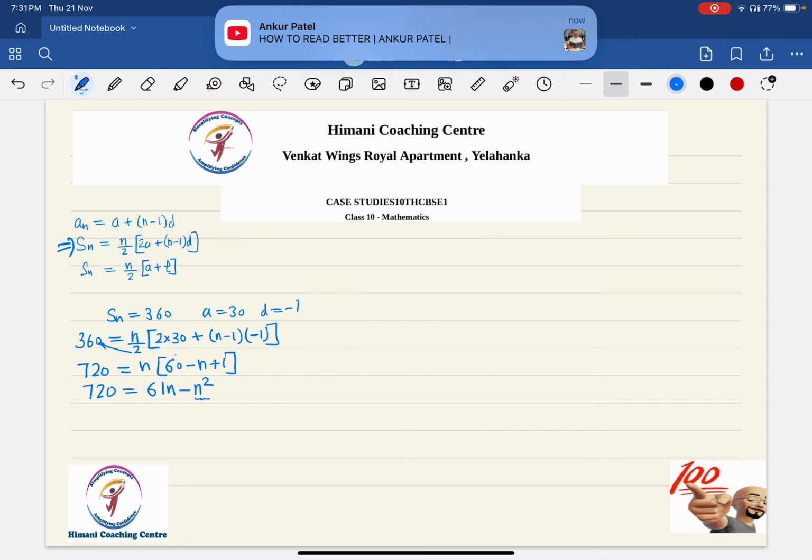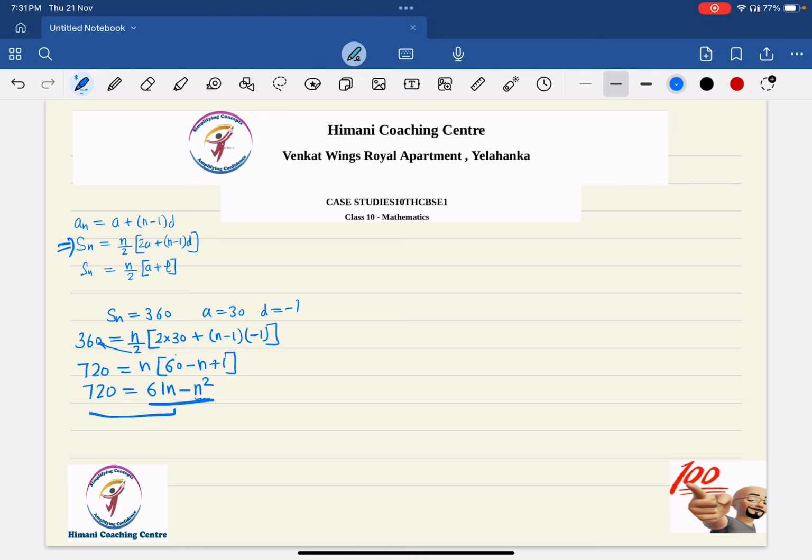Now to make the quadratic equation, let us bring everything to one side. You would be knowing change of side is change of sign. So minus n square becomes plus n square, then plus 61n will become minus 61n, and 720 retains its side, so this is plus. Whenever you write a quadratic equation, always ensure that you write the variable with square first, then the variable with degree 1, and then the constant. Now we have got a quadratic equation.